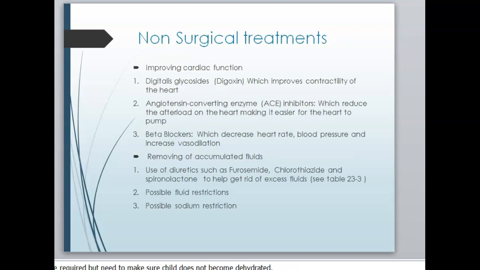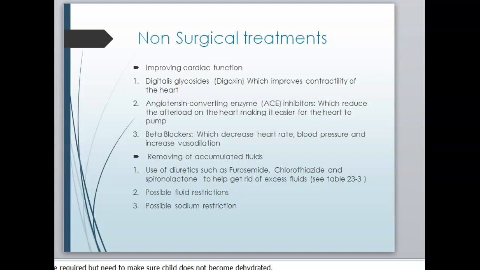Non-surgical treatments, improving cardiac function. They will use a drug called digitalis glycosides or digoxin, which improves the contractility of the heart. Angiotensin-converting enzyme or ACE inhibitors reduce the afterload on the heart, making it easier for the heart to pump. Beta blockers decrease heart rate and blood pressure and increase vasodilation.